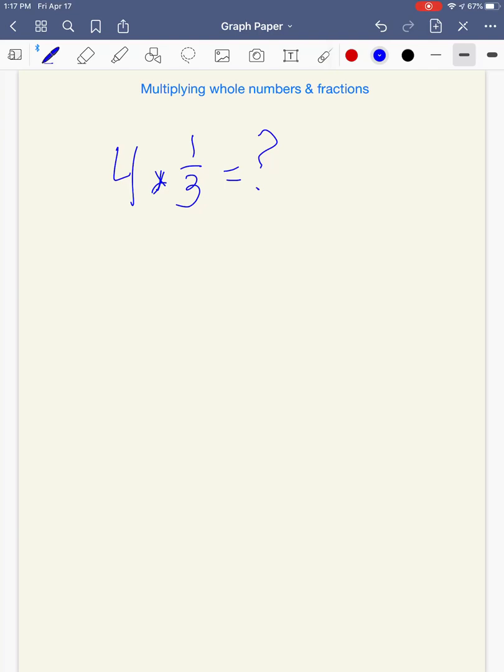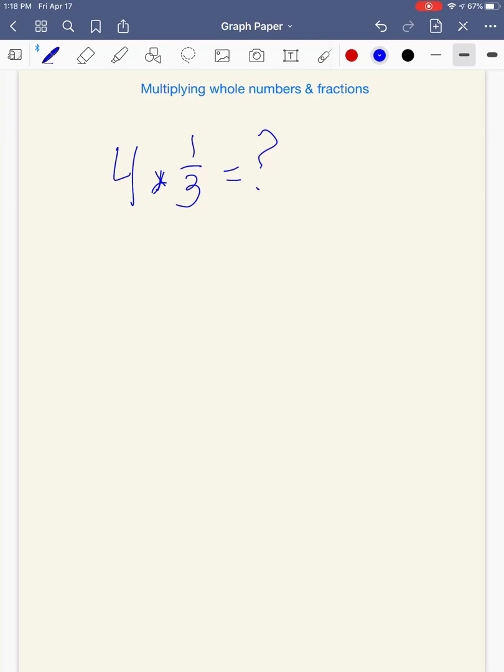So we have 4 times 1/3 as the example that I'm going to start with. And again, if you have pencil and paper or pen and paper that you can follow along with, that would be super. And as always, stop this, pause it, go back and watch it again. Do what you need to do to help you make sense of it. I'll do my best to make it as clear as possible.